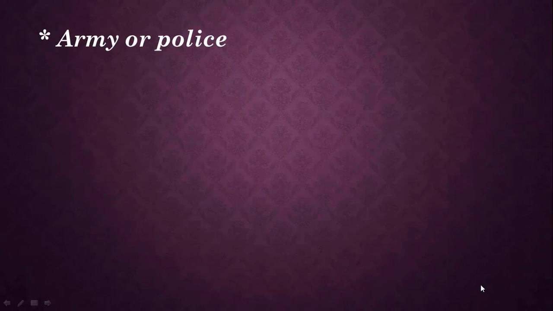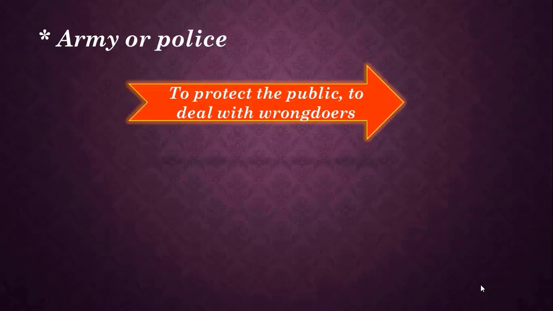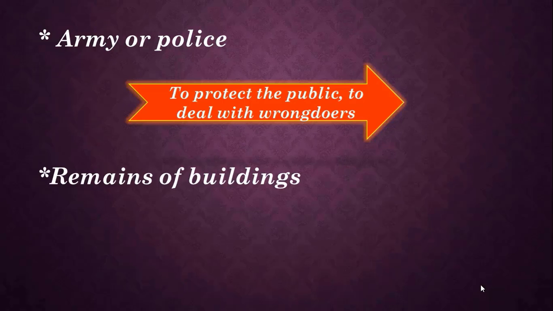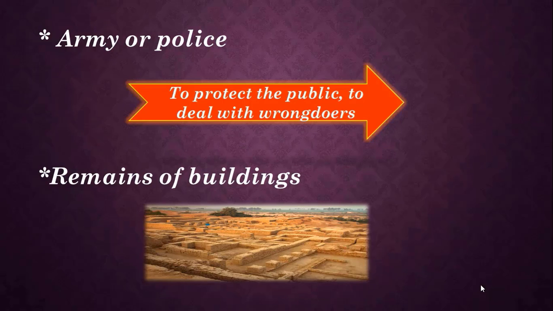Let's discuss the army or police of the Indus Valley. The rulers of the Indus Valley had not kept a large army or police. But as we all know, no society can operate without a means of maintaining peace among the individuals. So in this perspective, the Indus Valley people had some form of armed police to protect the public and to deal with the wrongdoers. Same as the remains of buildings of Indus Valley civilization show no indication of battle.